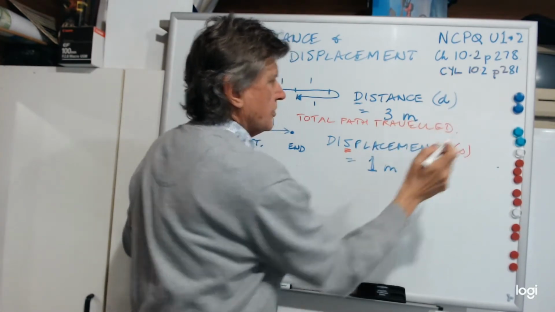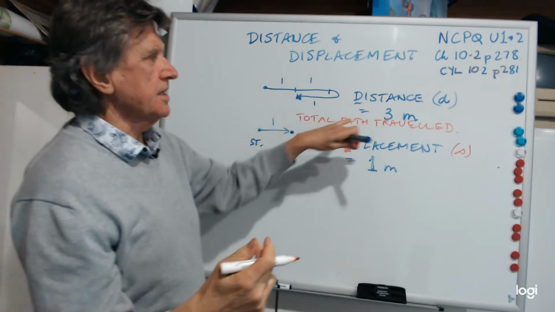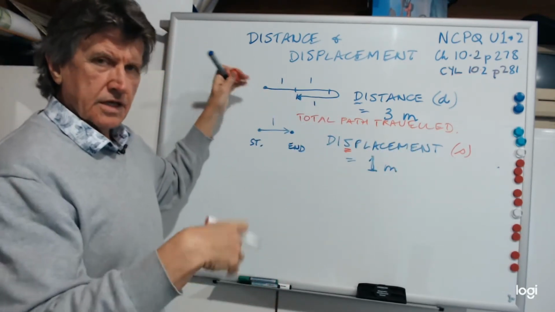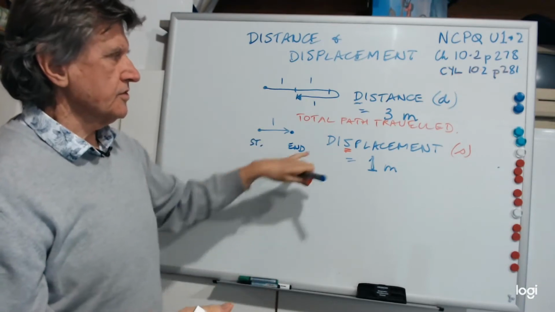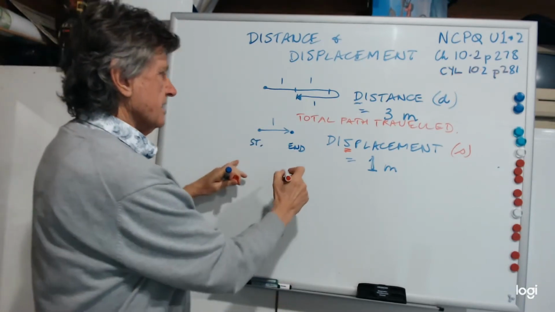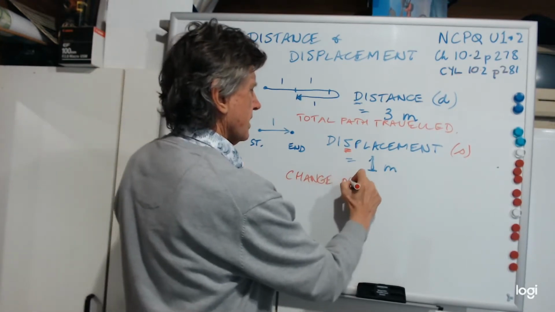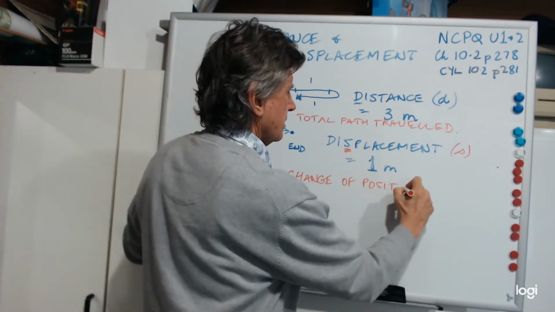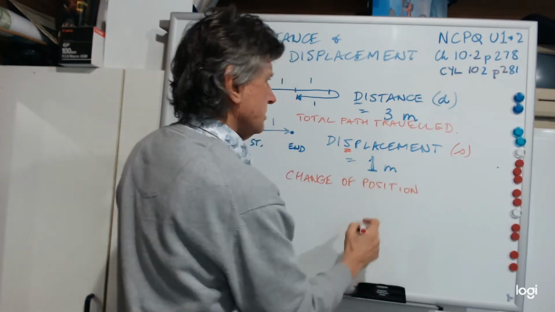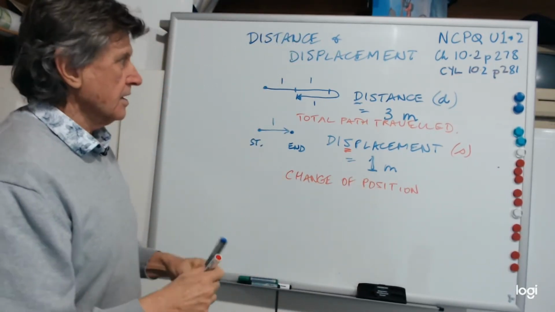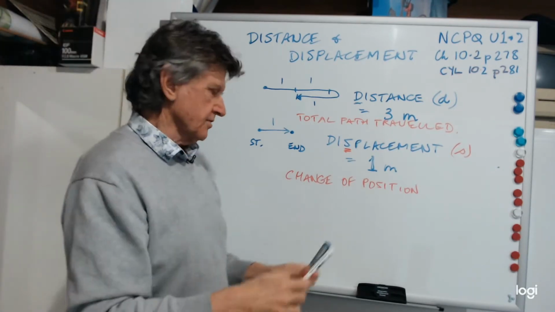So what you could note is that distance is D, total path travelled. Now you'll hardly hear the word distance throughout our work on linear motion. We always talk about displacement. This is the change of position. Okay, and that's the difference. So the change of position is just the 1 metre. Okay, so that's the first point, the difference between the two.